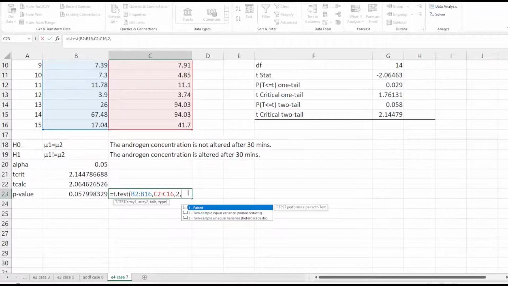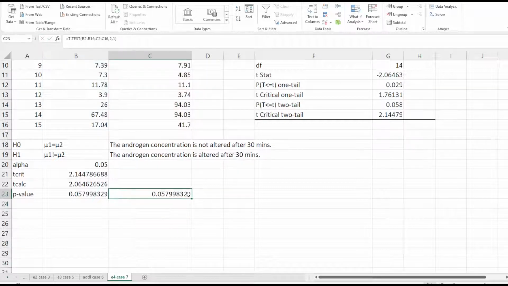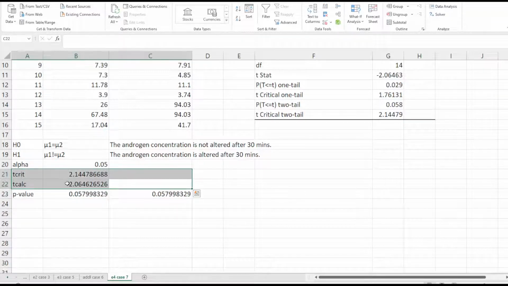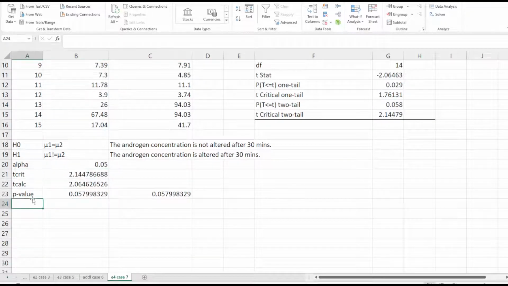Tapos, ito yung type of t-test na gagamitin natin. So, we're doing paired observation, no? So, paired, kaya 1 yung itatype natin dito. So, if we type that, t-test, we should get the same value here, no? Okay? So, notice if you do p-values, pwede mo skip na tong t-crit and t-calc part, no? Kasi when you do p-value, automatic naman na you just compare this to the alpha value. So, actually, pwede mo skip to if you do p-value analysis. Okay? Pero let's just add this for completeness.